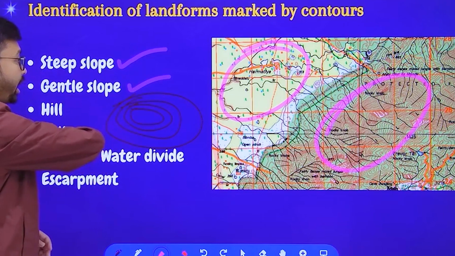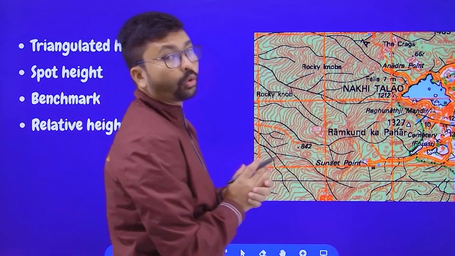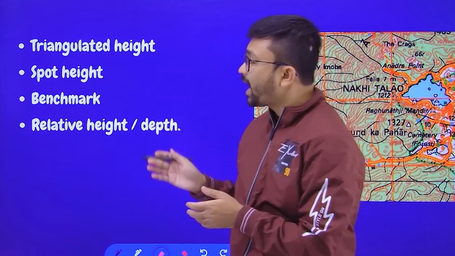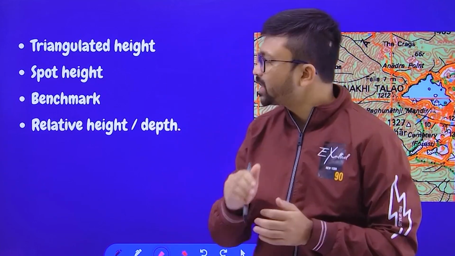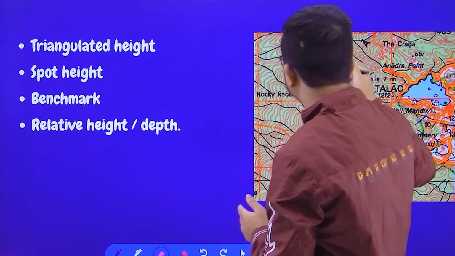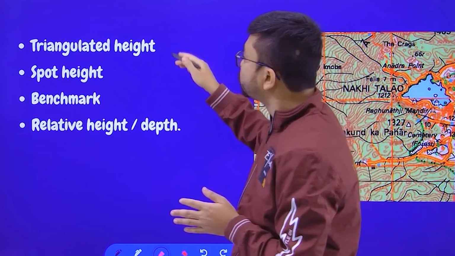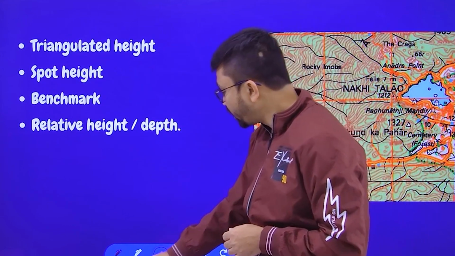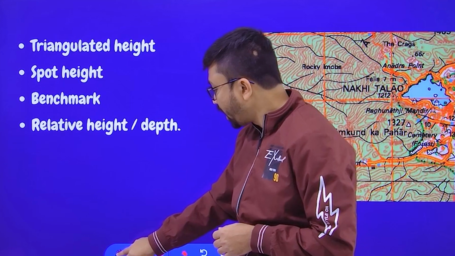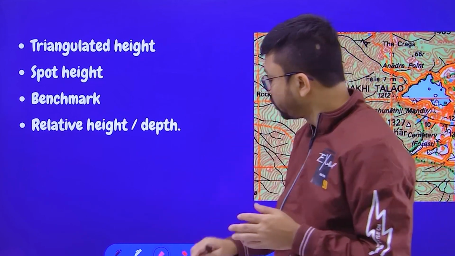Next, here you can see other important terms you need to know, right? This is also, like the contour line, showing the height of the place from the sea level. So how will it be marked? In the topographical map, you will get the height of a particular place through the triangulated height, spot height, benchmark, and the relative height or relative depth. And you will also get the survey tree number. From there also you will get the height.